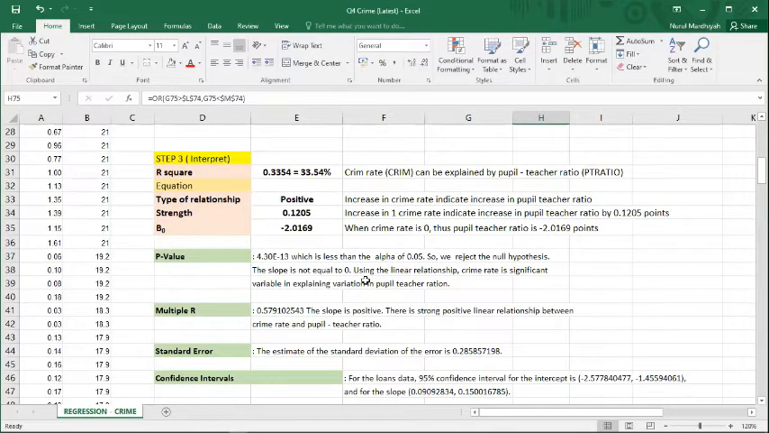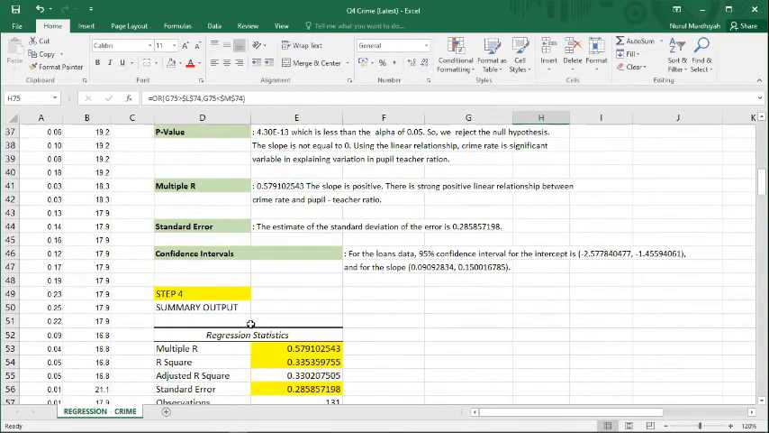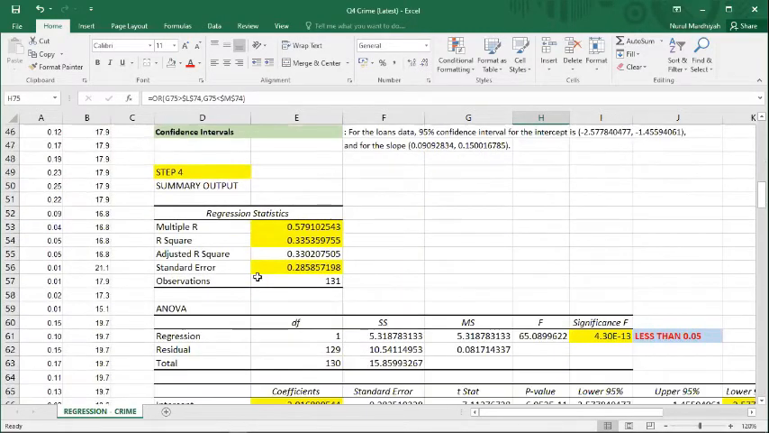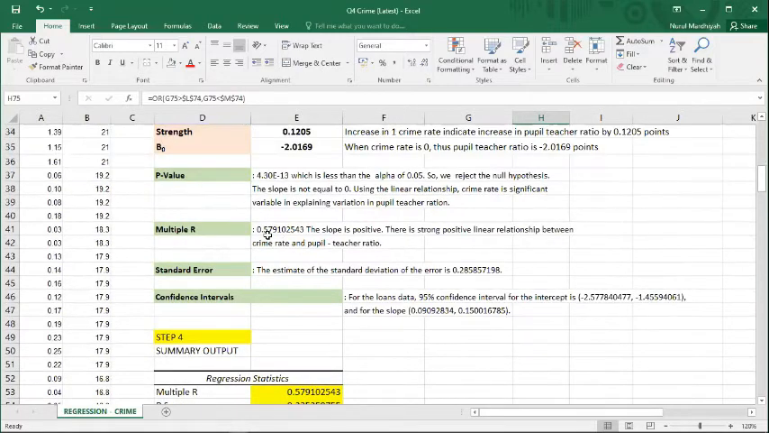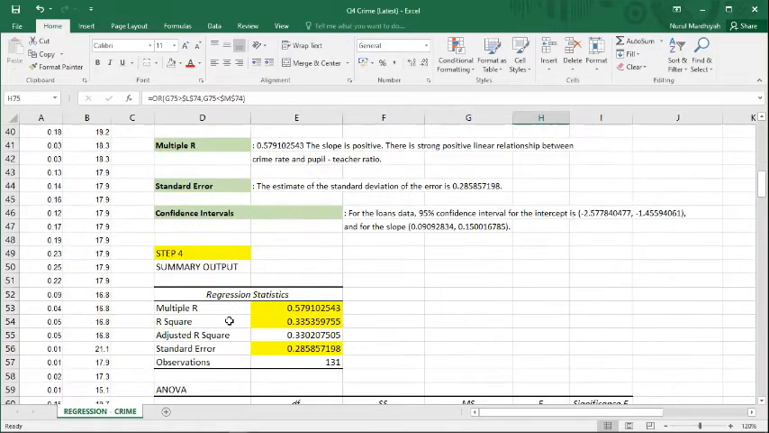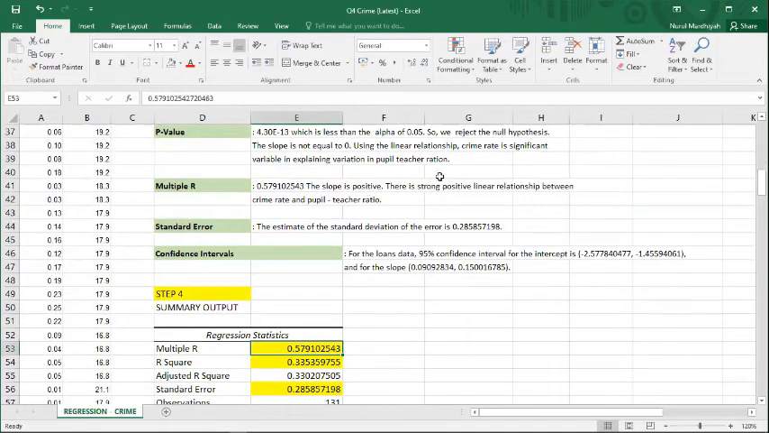Next, we must interpret the p-value. It is 4.0 exponent minus 3, which means it's less than the alpha of 0.05. How do we know the p-value, multiple R, standard error, and confidence interval? We can see it in the data analysis. The significance F is 4.30 exponent minus 3. Next for multiple R, it is 0.5791023. If the slope is positive, there is a strong positive linear relation between crime rate and total teacher ratio.